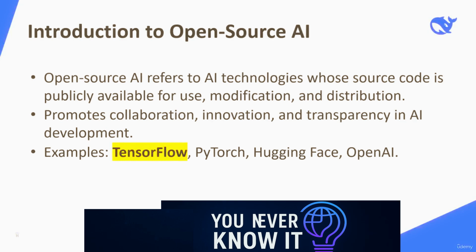Open source AI refers to AI technologies whose source code is publicly available for use, and you can freely use it, modify it, and distribute apps you may create in your own way and sell them. So taking open source code, you can make your own AI bots or AI tools and sell them. Such advantages are available in any open source technology. It promotes collaboration, innovation and transparency in AI development.